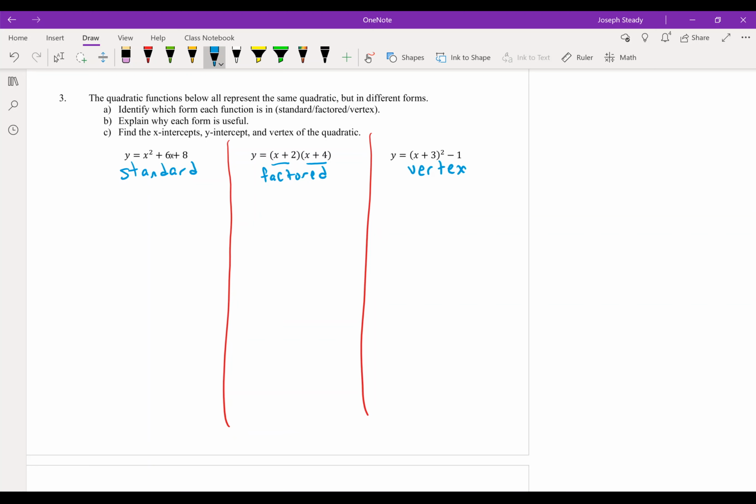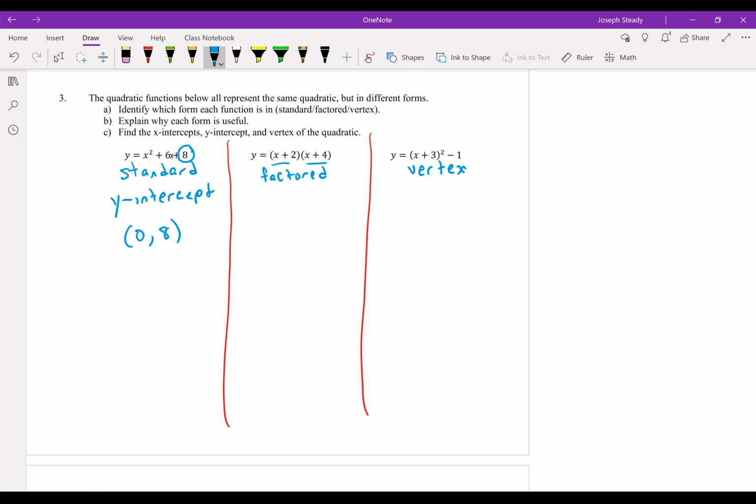Now we're going to do part B and C together here, which is essentially we want to explain why each form is useful. In other words, what is it really good at finding? And then we're just going to go ahead and find that thing. So standard form is really good at finding the y-intercept. The reason for this is that the y-intercept always has an x coordinate of 0, and if you plug in 0 for x into this equation, all you're left with is the number at the end. So that makes our y-intercept here (0, 8).